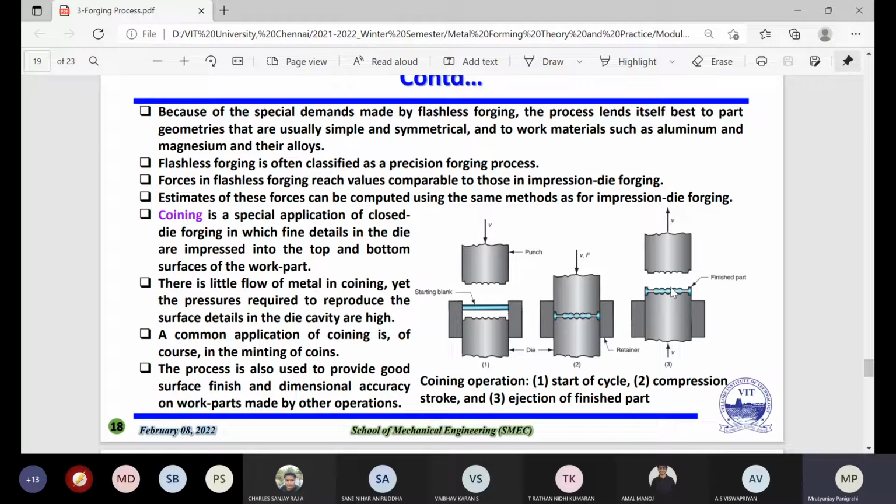Like some bags, initially they will prepare some pouches, 100 pieces in one pouch. Then maybe 100 pouches will be in one bag. Then it will go to the minting unit, and they will mint there. After that, it will go to the store. Then from the store, they will send it to the RBI, the Reserve Bank of India. So this is known as coining, and this is also one kind of precision forging process, right?